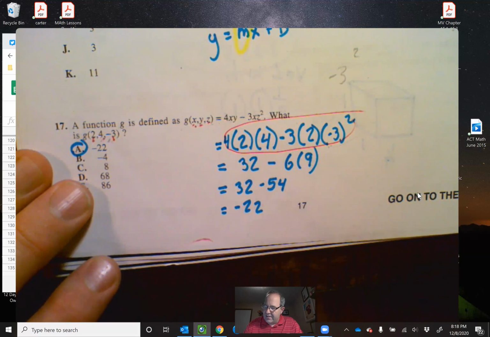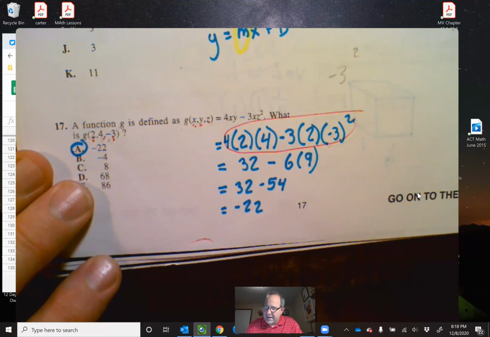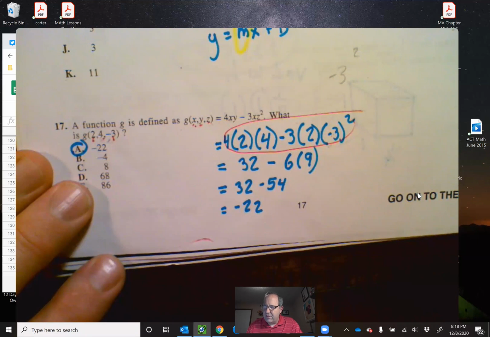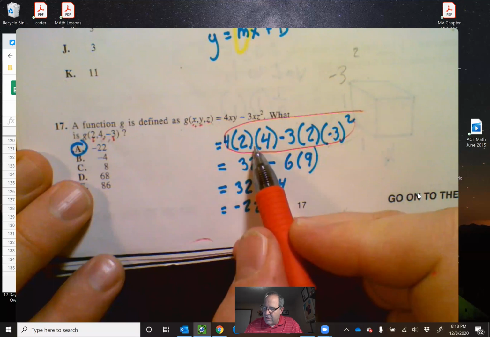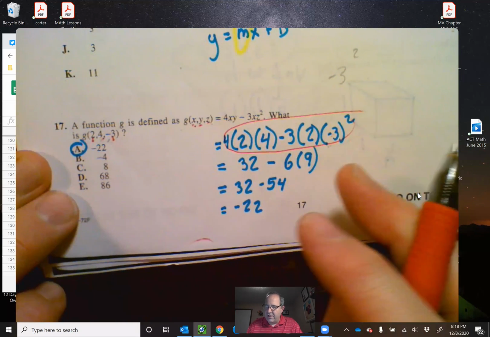Because I have a feeling some people would say -3 to the second power is -9. It's really +9, right? Because it's -3 times -3. So be careful on these. When you type this into the calculator, use parentheses. You're not going to make any mistake, and the calculator knows to multiply. You can type it in exactly as this appears, and you'll get the right answer.